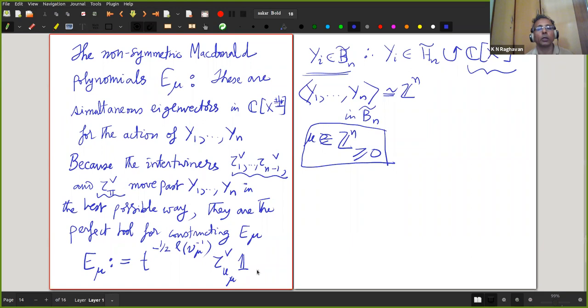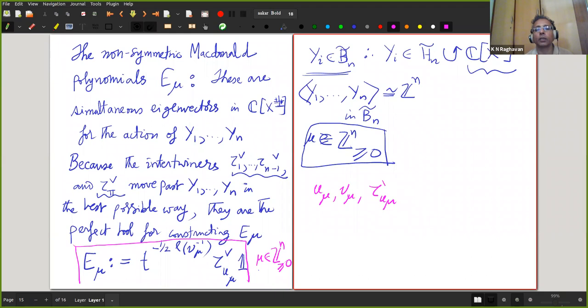So this is the formula for the Macdonald polynomial, at least in the case mu is in Z^n. Now, these U_mu's, V_mu's, and tau E_mu checks, these we need to define.